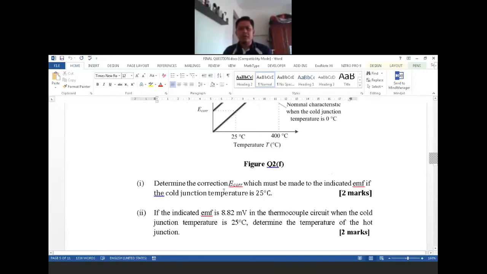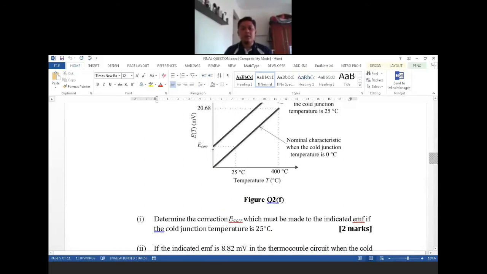So the question is to determine the correction which must be made to the indicated EMF, where the cold junction is at 25 degrees Celsius. Meaning that you have to find the value of the correction. So maybe I will try to show you the answer by using the camera.